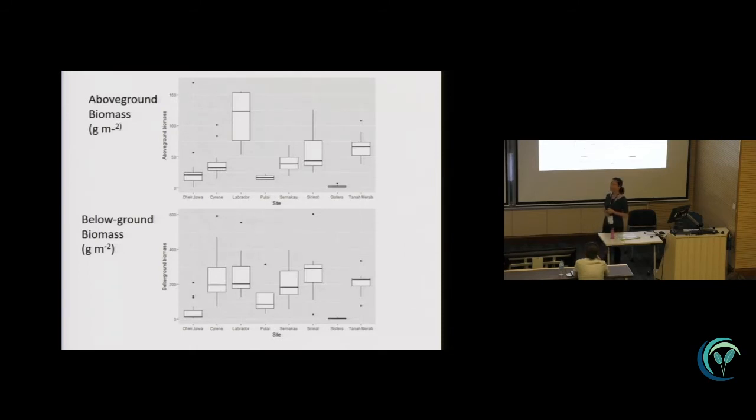And below, for above and below ground biomass, which is quite self-explanatory, we do see a big variation amongst the sites that we surveyed. So for Labrador, which some of you may be going for the field trip, it's dominated by the very big size Thalassia hemprichii leaves that contributed heavily to the dominance in above ground biomass.